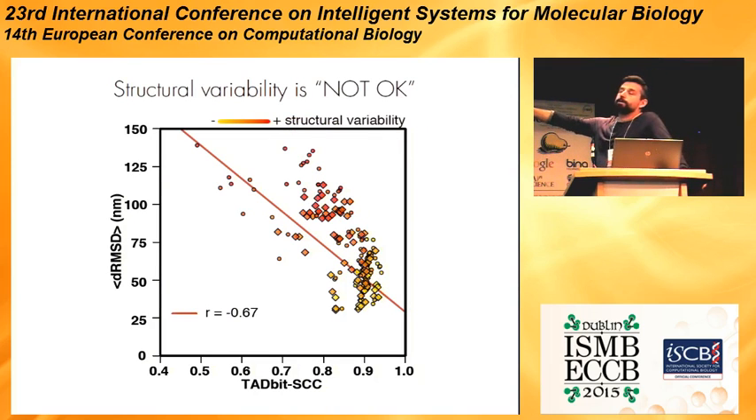Structural variability is not good. This is exactly the same map now, but you see the color goes from yellow to red in that direction, in the direction of the quality of the models on the y-axis. Which means that when you have a lot of structural variability in your original matrix, we are not able to build three-dimensional models that reconstruct the original sets of variable structures. Okay? So we are quite sensitive to structural variability in that sense.